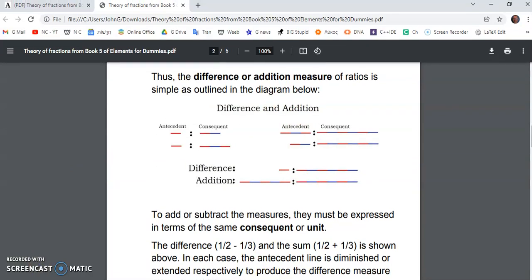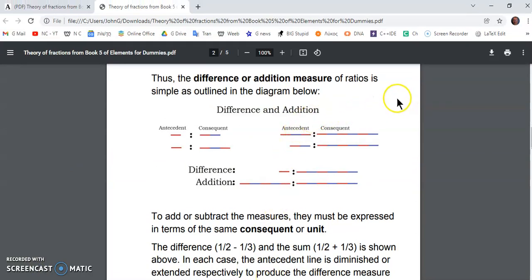So thus difference or addition measure of ratios is simplified as outlined in this diagram. So if you've got these two ratios, you've got this ratio here, and this magnitude, by the way, is not the same as this magnitude, because look what it's compared to. In other words, we're talking about a very different magnitude in both cases. Here we're talking about the ratio of 1/2, and here we're talking about the ratio of 1/3. And these two lines, even though they're equal, their measure is not the same. So they might be equal, but their measure is not the same.